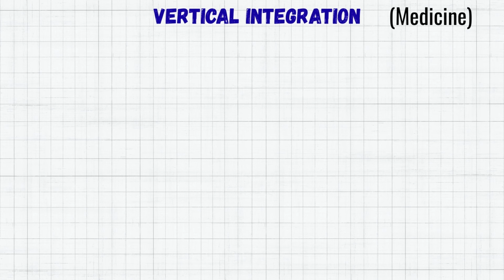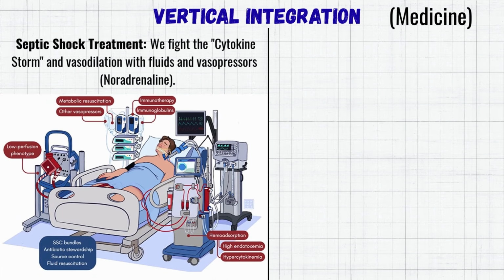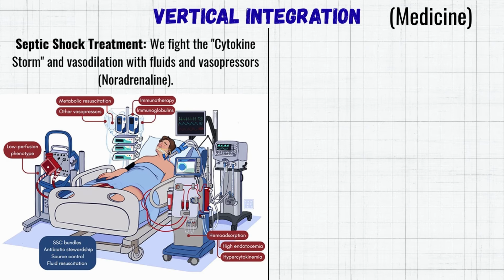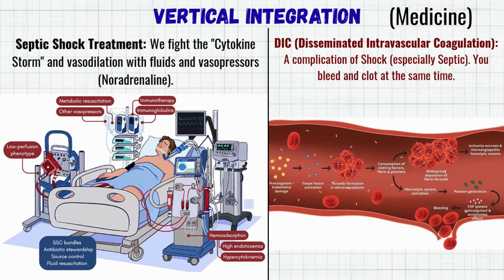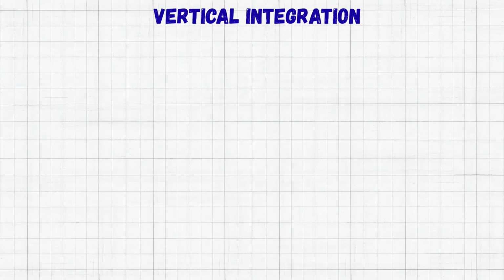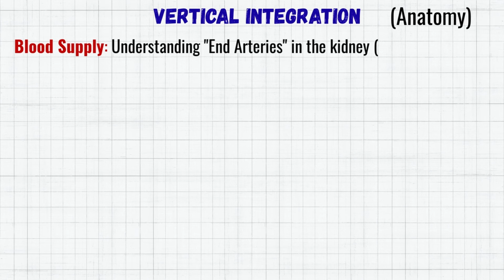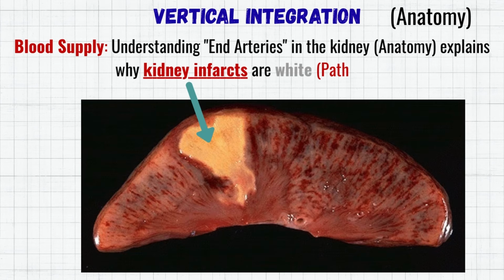Vertical integration with medicine and pharmacology. Septic shock treatment. We fight the cytokine storm and vasodilation with fluids and vasopressors like noradrenaline. In DIC or disseminated intravascular coagulation, which is a complication of shock, especially septic, you bleed and clot at the same time. Let's integrate this with anatomy. The blood supply. Understanding end arteries in the kidney explains why kidney infarcts are white.